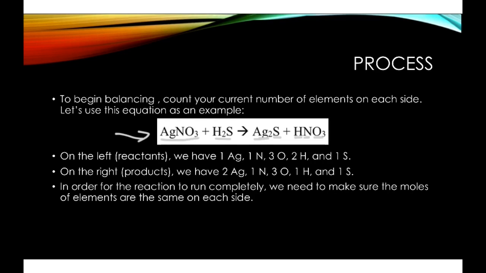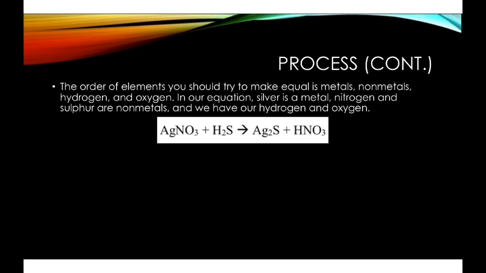So we need to make sure that the reaction is going to run completely. So the moles of everything on each side have to be the same. Something that helps, especially when you're starting off to balance, is make sure that you do it in this order. You're going to find your metals to be equal, then your non-metals, your hydrogens, and your oxygens. After a while, and especially when you're in AP, it gets to be a breeze just to be able to see, oh, I can eyeball this and get it correct.